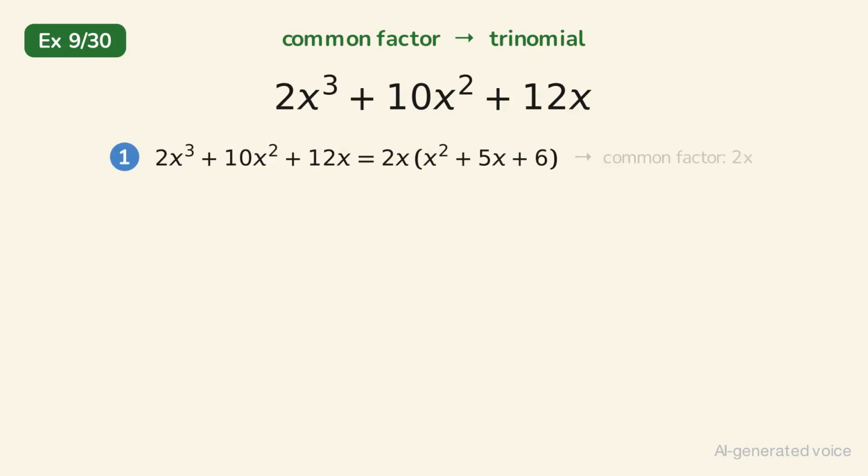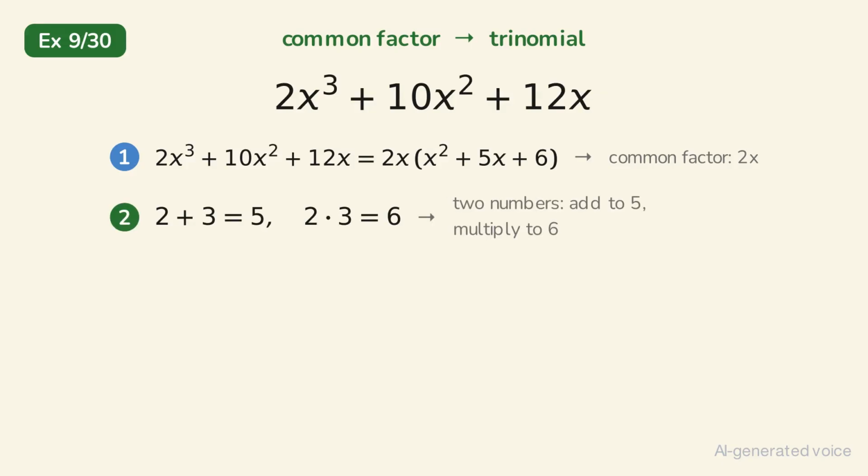We pull it out, and inside we get a friendly trinomial, x squared plus 5x plus 6. There we look for 2 numbers that add to 5 and multiply to 6. They're 2 and 3: 2 plus 3 is 5, 2 times 3 is 6.